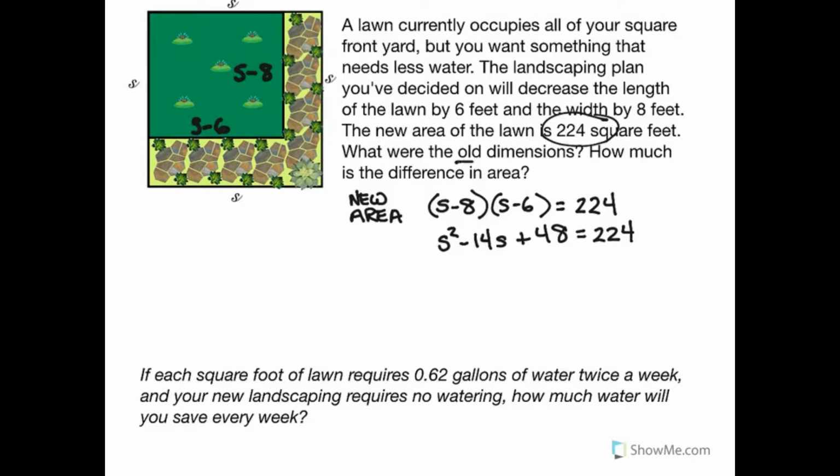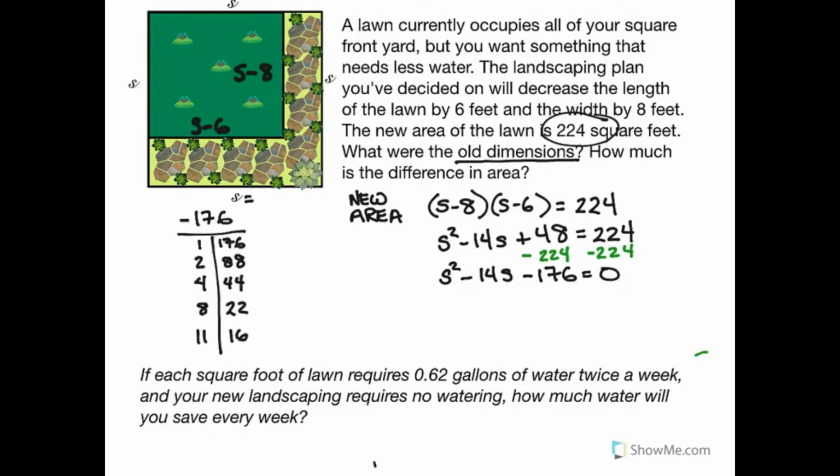I'm trying to find the old dimensions, so when I solve this equation for S, that will tell me the old length of the sides. To solve it, I need to get 0 on one side, so I subtract 224 from both sides. I've written the factor pairs for negative 176, and I do have one that has a difference of 14, so my quadratic factors: S plus 8 times S minus 22 equals 0.